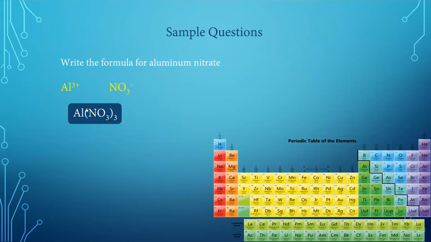Now you're probably wondering, why did I put the nitrate in parentheses? Well, you have to do that because we want the 3 to apply to the whole thing. We wouldn't want to just write NO33. It's NO3 times 3.